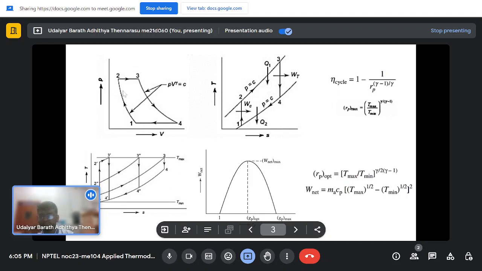The same process is shown in a PV diagram and a TS diagram: reversible adiabatic compression, reversible constant pressure heat addition, then a reversible adiabatic expansion, and then reversible constant pressure heat rejection. Those are shown in a PV and a TS diagram, and this is a single stage cycle. That's what is shown, and the efficiency of the cycle is 1 minus 1 by Rp to the power gamma minus 1 by gamma, where Rp is the pressure ratio.